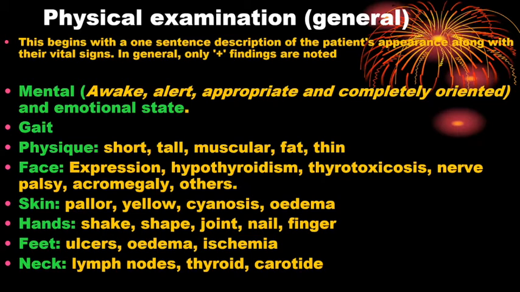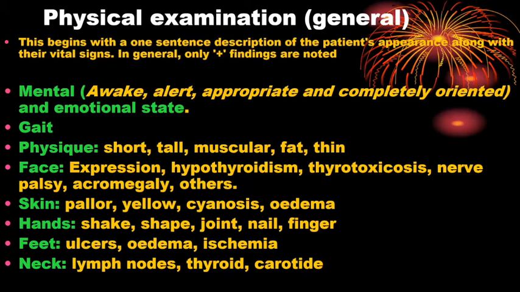The thyroid gland may be enlarged, and this is called goiter. It could be diffusely enlarged, as in a patient with Graves' disease, and this results in hyperthyroidism, or it could be just a simple goiter with normal thyroid function.